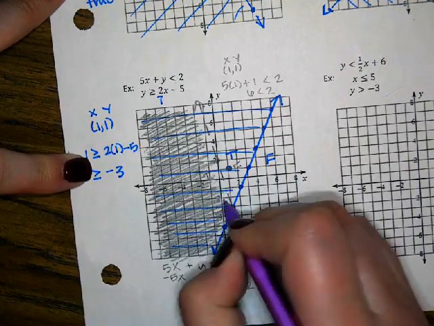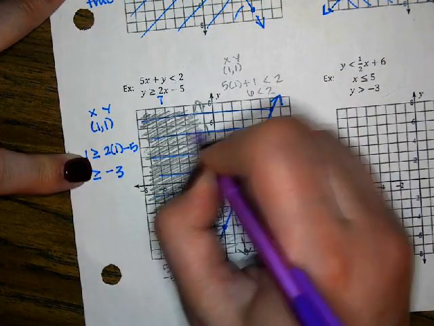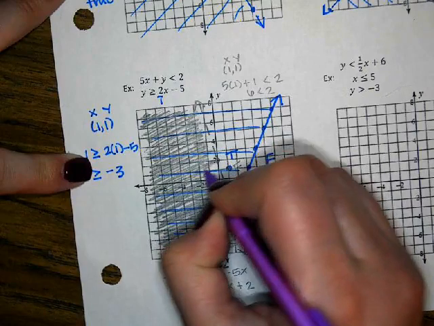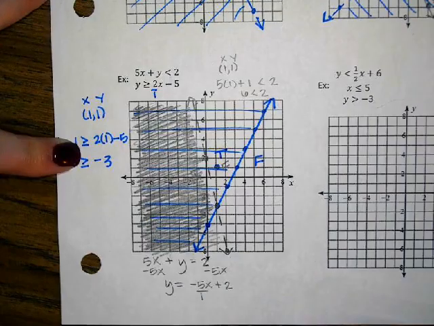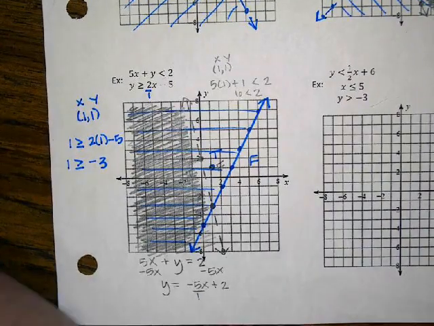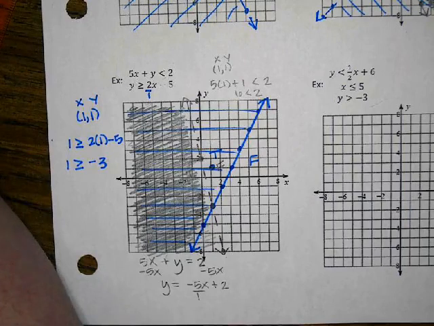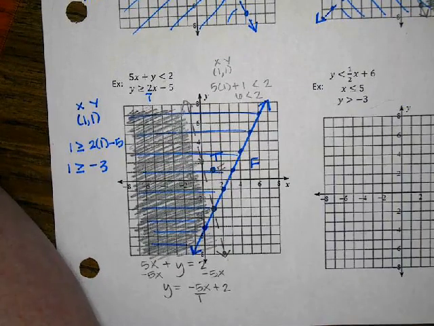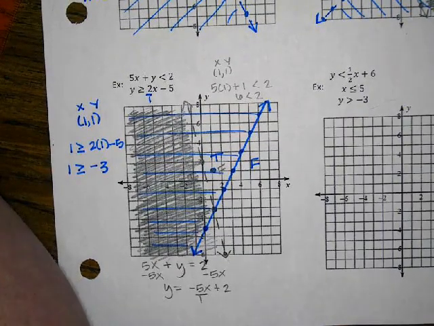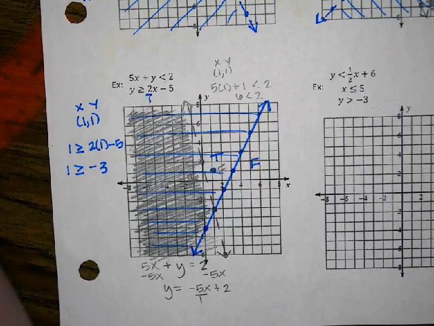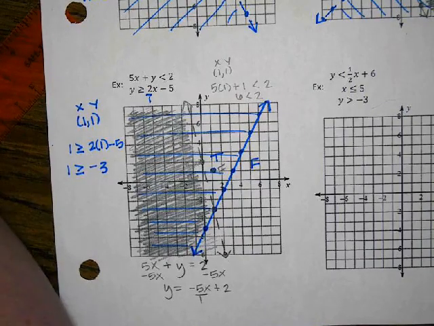Okay. And I can double check my answer on Desmos. So 5x plus y is less than 2. Yep. And then y is greater than 2x minus 5. Oh, greater than or equal to. Yep.